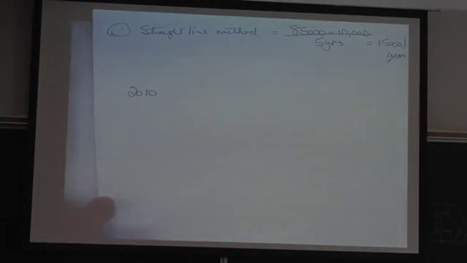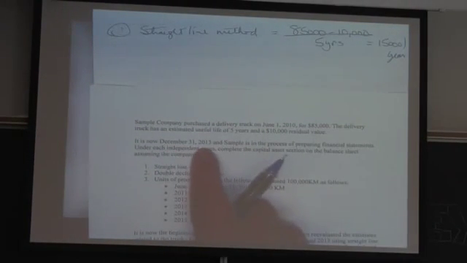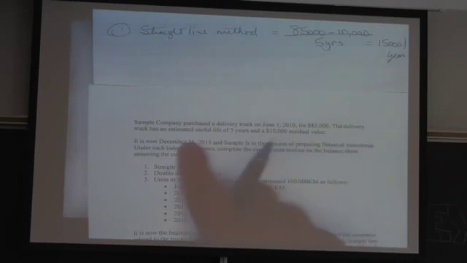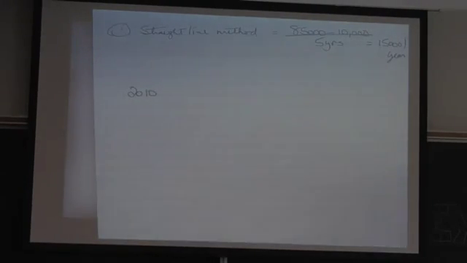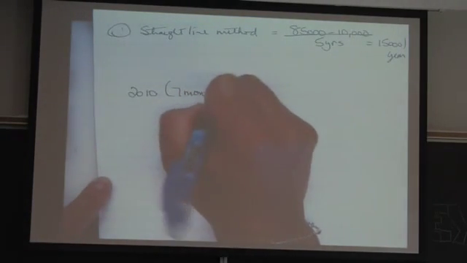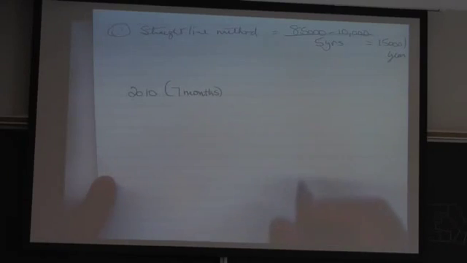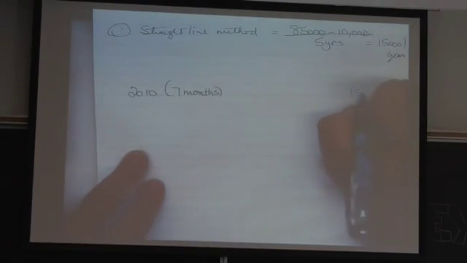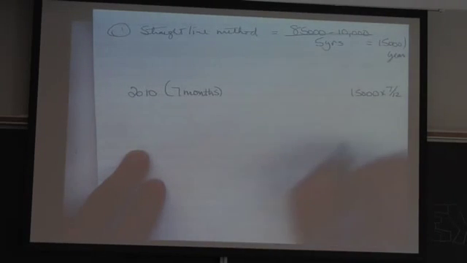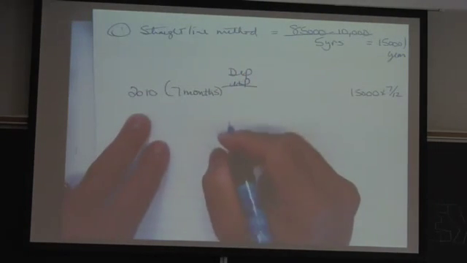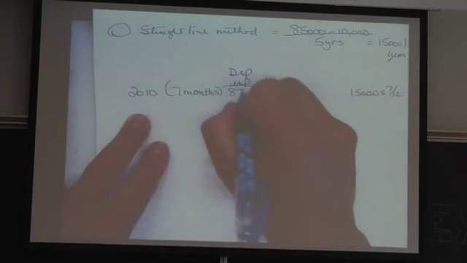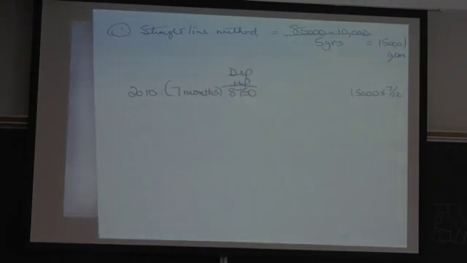Now, when did we purchase the asset? We purchased the asset on June 1st. So assuming a December 31st year end, June to December is 7 months, because this is June 1st, the beginning of the month. So for 2010 we're going to take 7 months. So we're going to take 15,000 times 7 over 12 to give us the depreciation expense of $8,750.